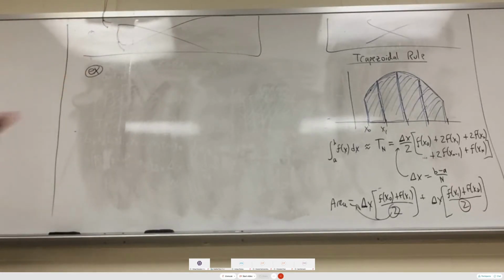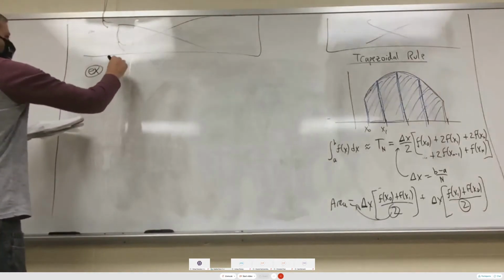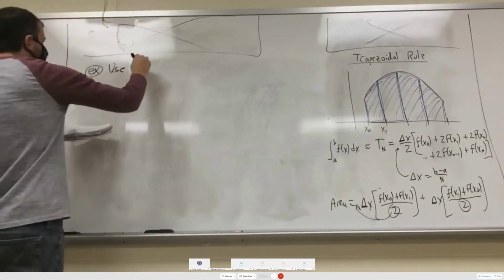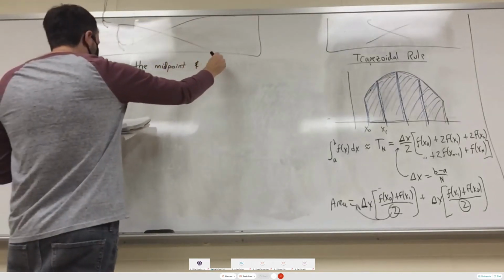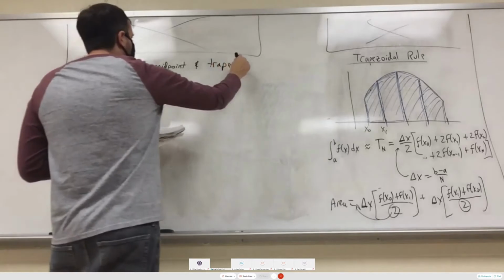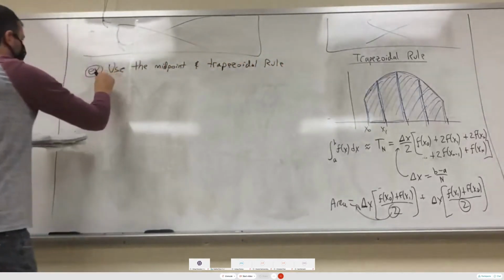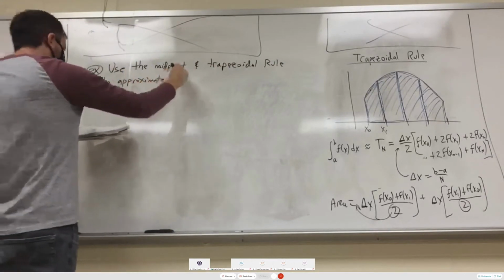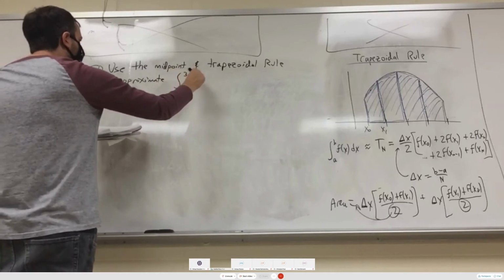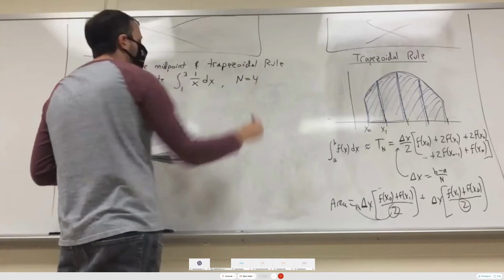Okay, so let's actually do a problem. We'll compare the last two rules, the midpoint rule and the trapezoidal rule, to approximate the integral from 1 to 3 of 1 over x dx, where n, the number of subdivisions, is equal to 4.